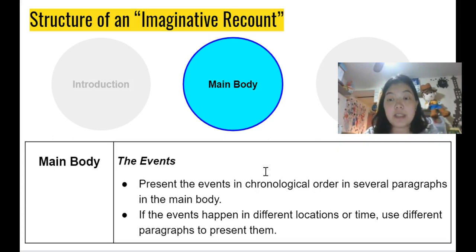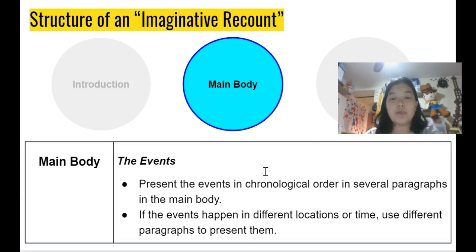You can present the events in chronological order in several paragraphs in the main body, so you don't need to write one main body to finish everything. And if the events happen in different locations or times, please start another paragraph to write about it. Okay, it's just like writing a play script. You start a new scene whenever you change a location, you start a new scene.